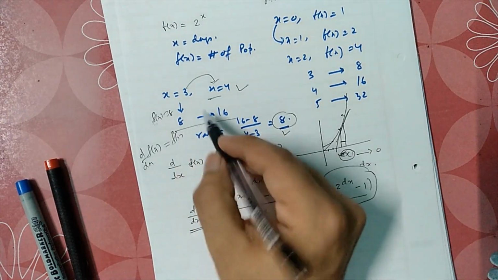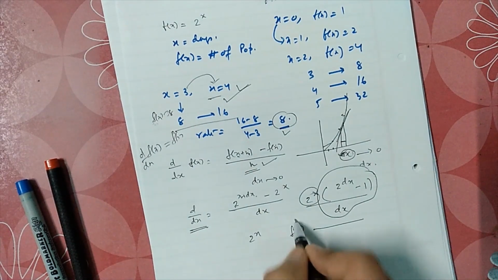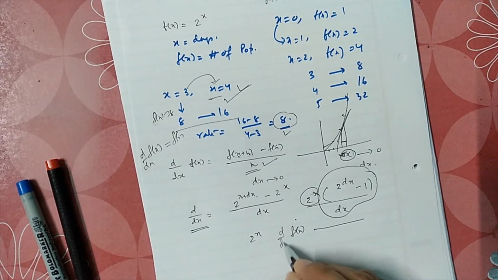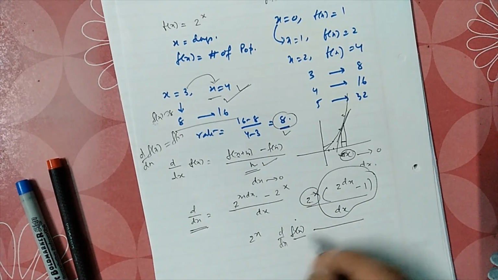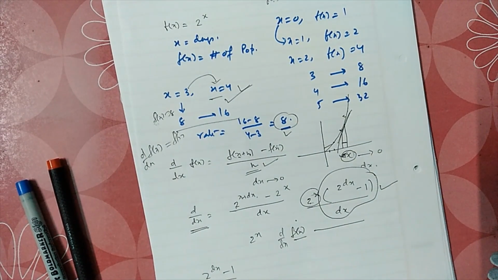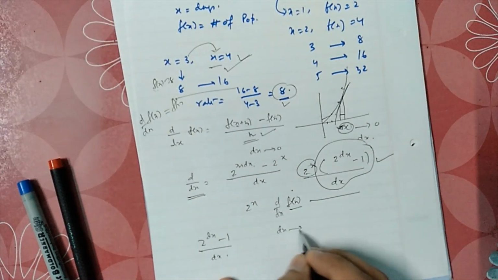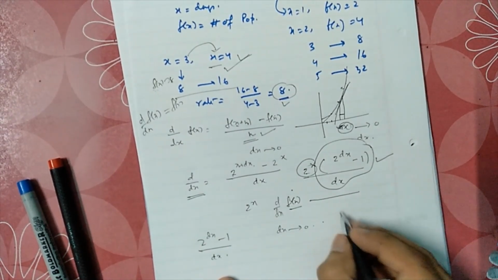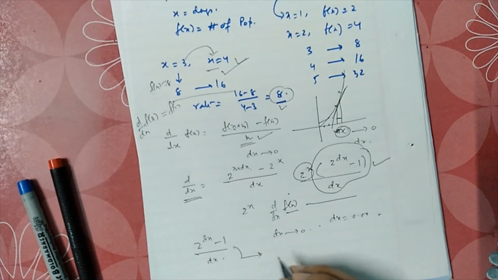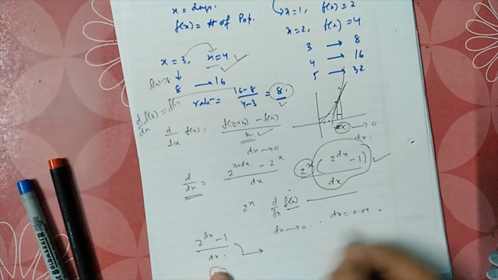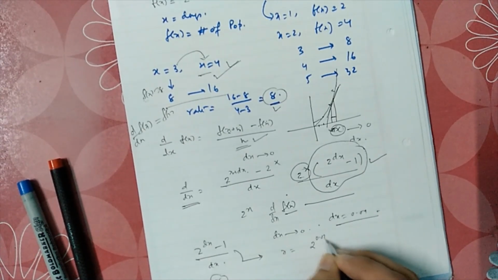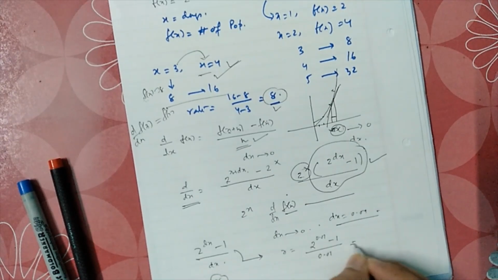In this case, f dash x, that means d/dx of f(x), is equal to what? f(x) itself. But in d/dx of f(x), if we take the instantaneous rate, then we have this part additional: 2 to the power dx minus 1 by dx. Now dx tends to 0, that means smaller and smaller. Suppose dx is equal to 0.01, then what will be the value of this? Suppose this is r. If dx is equal to 0.01, then r will be 2 to the power 0.01 minus 1 divided by 0.01. This will be how much?